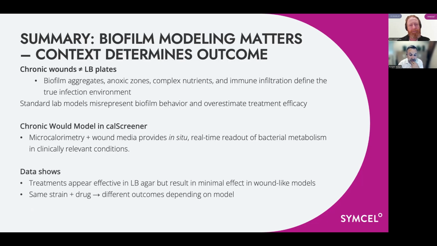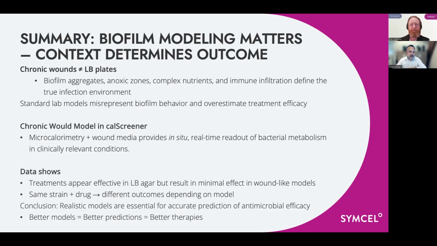And as you saw, we could definitely see the big difference between LB and this clinical biofilm media. So I think what I really want as a take-home message is: let's make better models so we can make better predictions and better therapy for the patients. You have to be messy when you make biofilm infection models, because they are inherently messy.